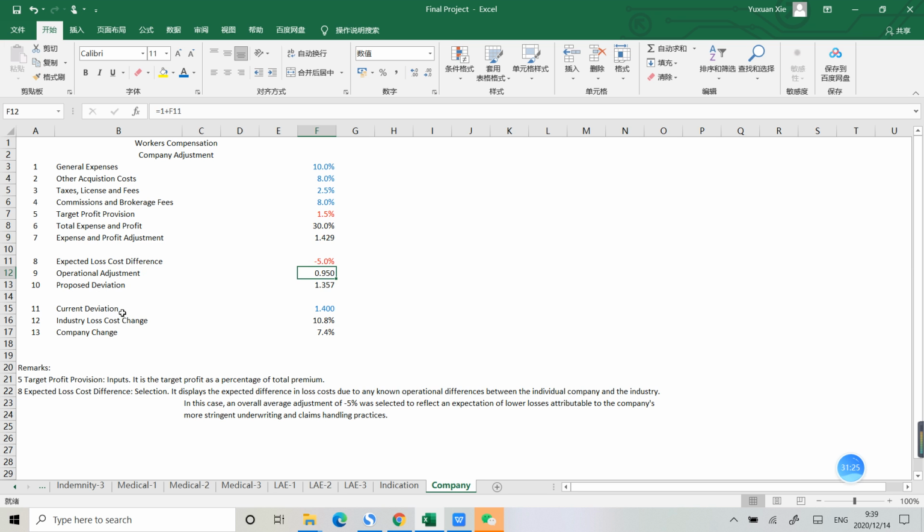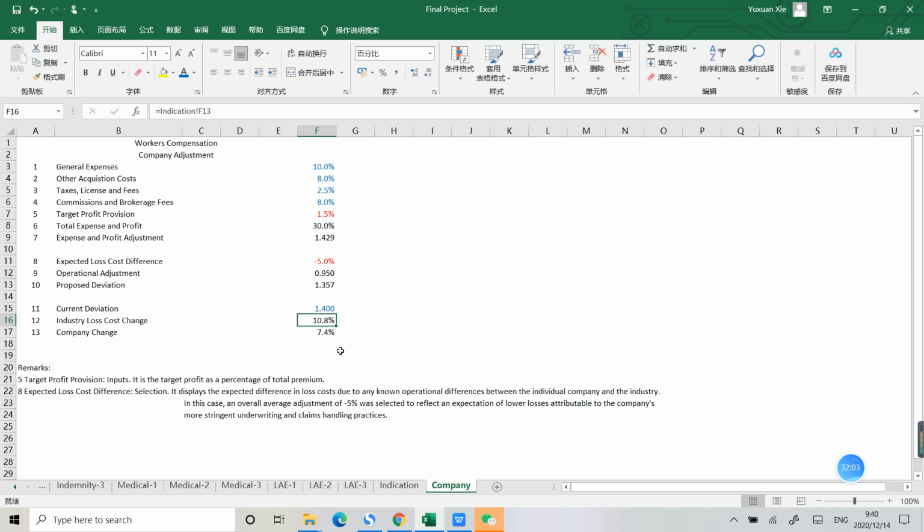Row 10 combines the adjustment for expenses and profit with the adjustment for operational differences. This figure represents the deviation factor that the company should apply to the industrial advisory loss costs. Row 11 is the current company deviation factor, and row 12 is the industrial loss cost change. It is from the indication sheet.